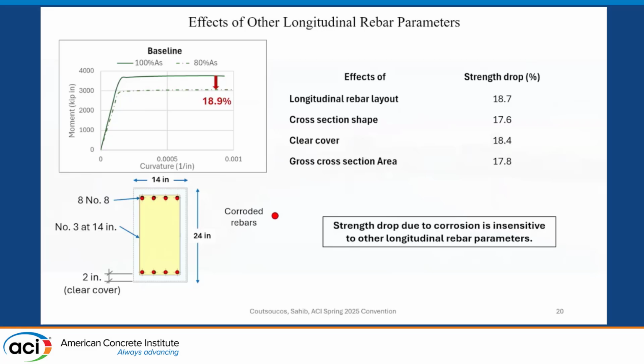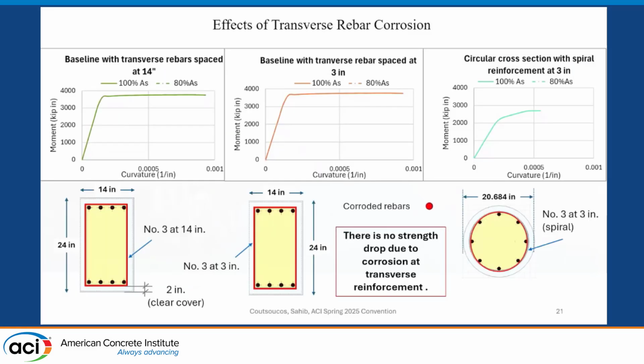When it comes to transverse rebar corrosion, we saw no strength drop. So essentially what happens here is that capacity has not been affected if the transverse rebar has been corroded 20%, because we're only looking at either not being corroded or being corroded 20%.